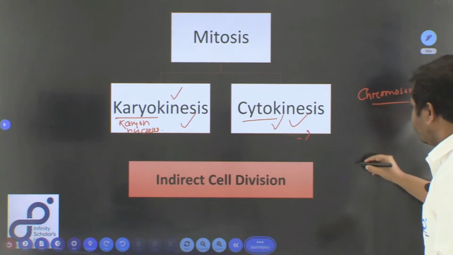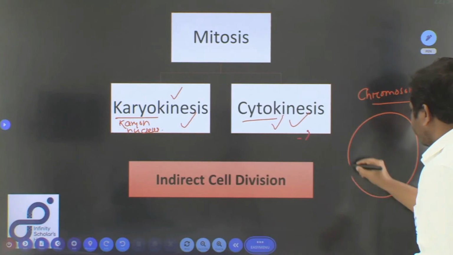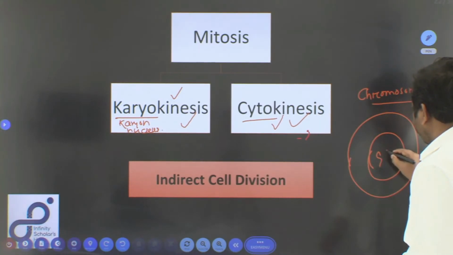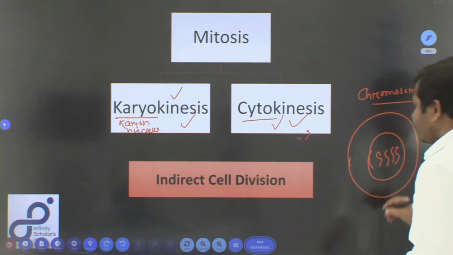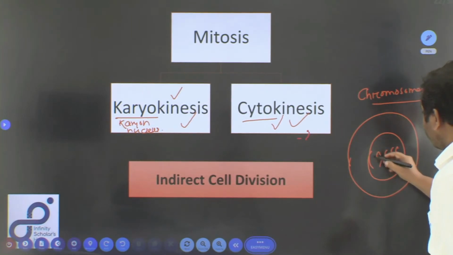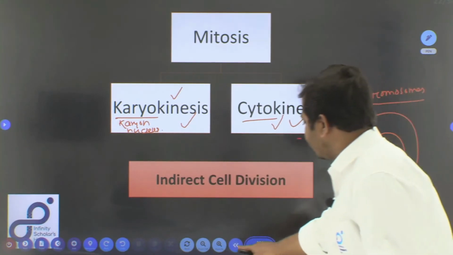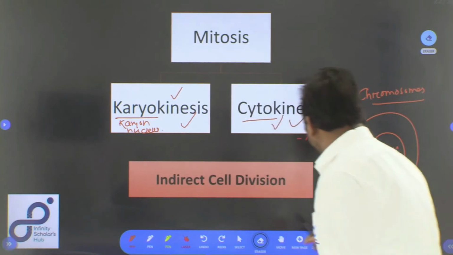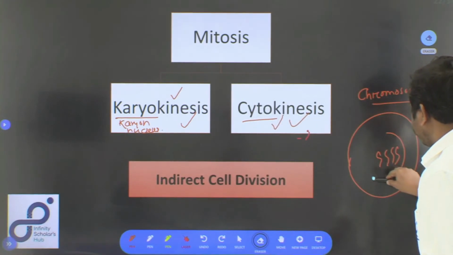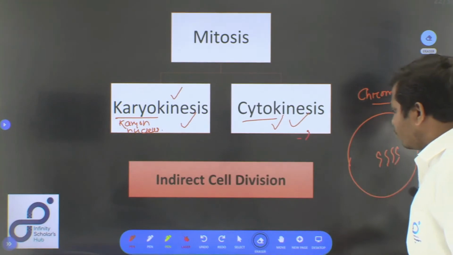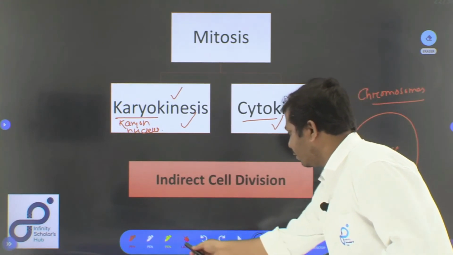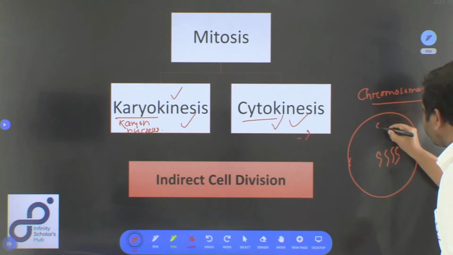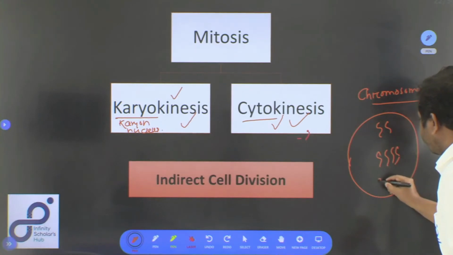Suppose this is a cell. Inside that you have a nucleus. Suppose there are 4 chromosomes here. So what will happen now? The first step is that the nuclear membrane which is present will disappear. And as soon as the nuclear membrane disappears, the next thing that happens is that the chromosomes are going to be equally segregated to the opposite poles.